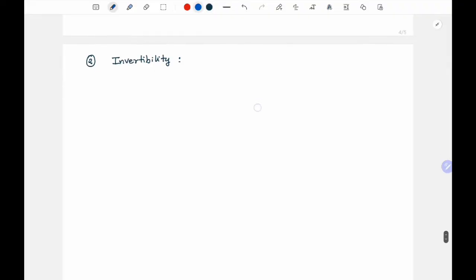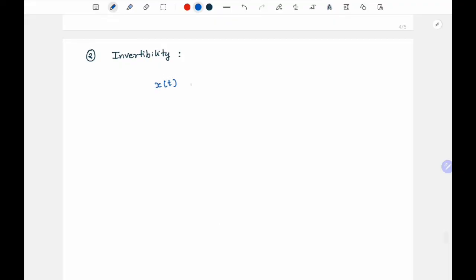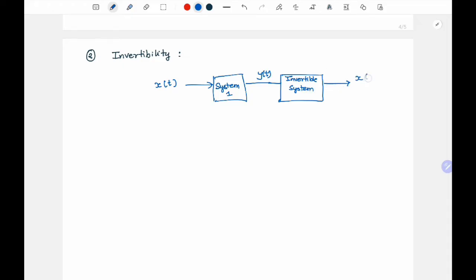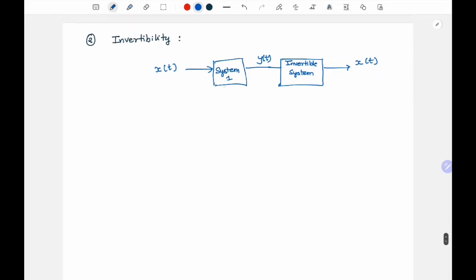So what does invertibility mean? I have some x of t. I pass it through system 1 and get some output y of t. And if I pass it through an invertible system of system 1, then I should get back the same x of t, right? In other words, the cascade of these systems should act as an identity system. So what does identity system mean? y of t is nothing but x of t itself.